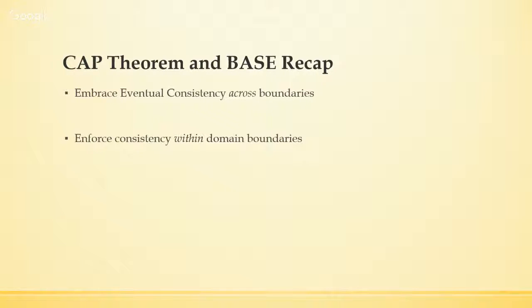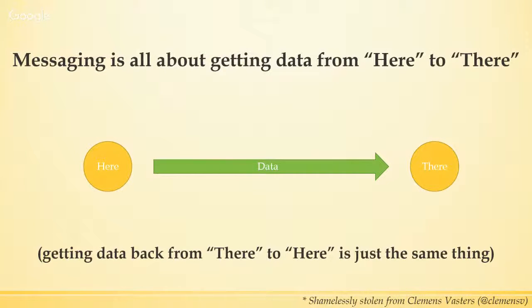But you do need to embrace consistency, or be consistent. And then the other side of the coin is that between components of your system, you embrace eventual consistency. If you're talking about messaging, messaging is basically all about getting stuff from here to there. This is taken directly from a very smart guy, Clemens Vasters. If you don't follow him on Twitter, it's probably worth doing so. It's basically all about taking the information from one place and moving it to another place.